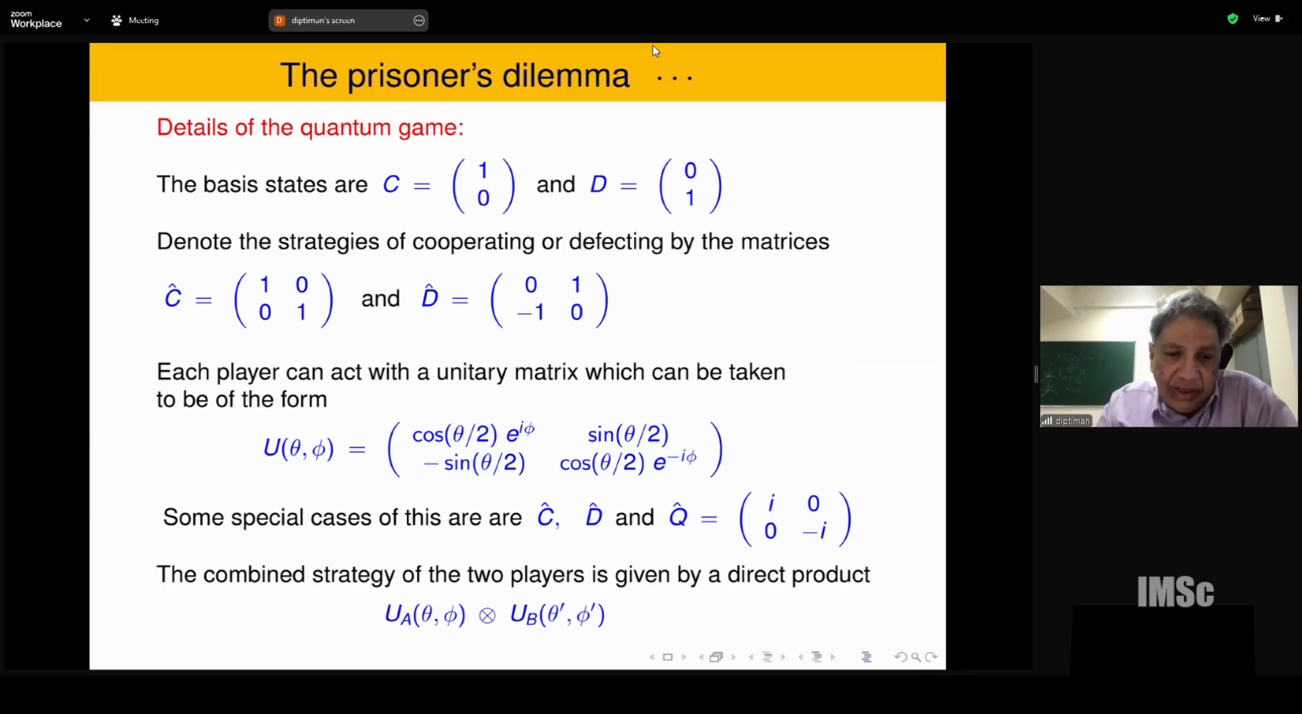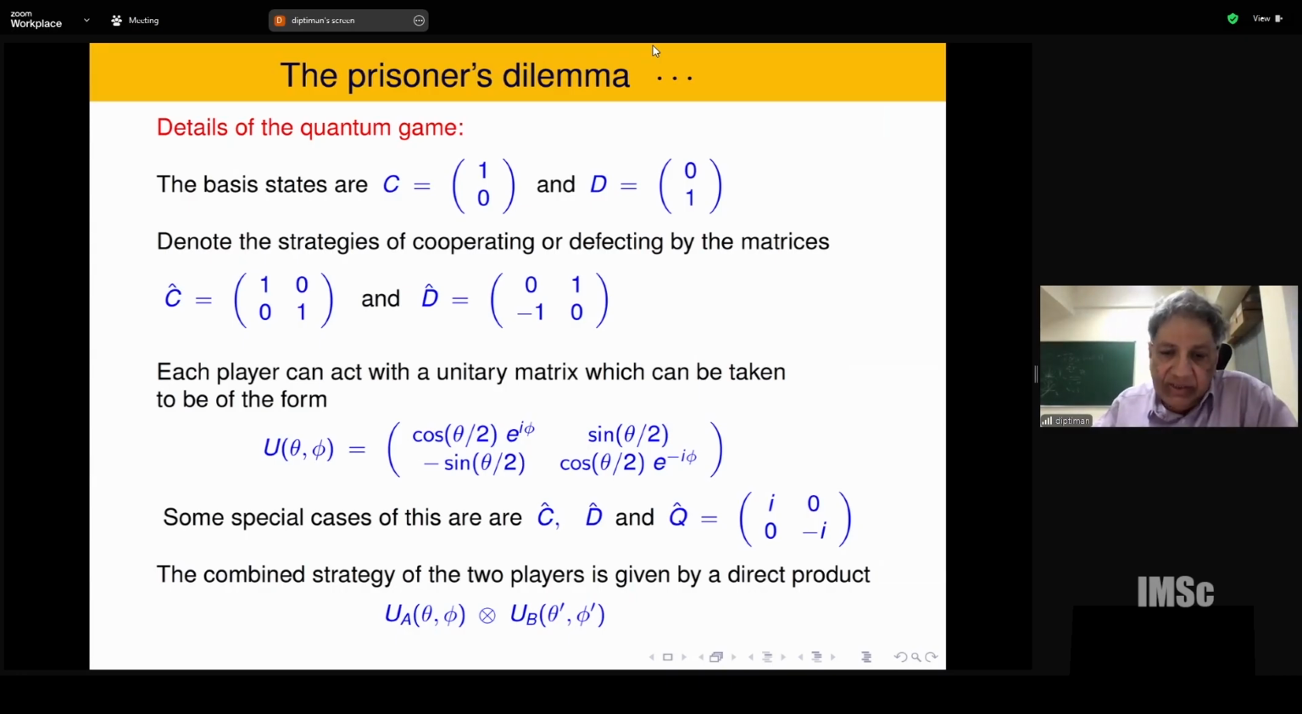For example, if you take theta equal to 0 and phi equal to 0, then you get the identity matrix C hat. Then if you take theta equals pi, then you get the defecting matrix D hat. Or you can take this interesting matrix Q hat, which is theta equals 0, but phi is equal to pi by 2. Okay, so each of these players can act with any unitary matrix. These are just 3 special cases.